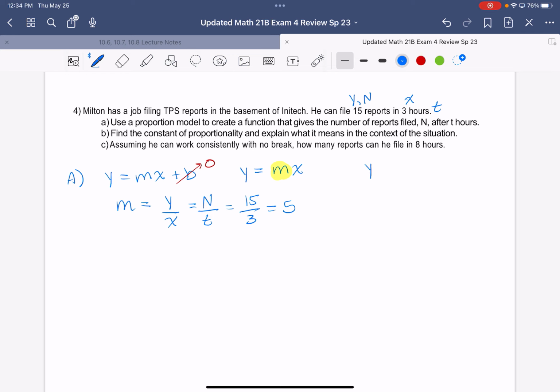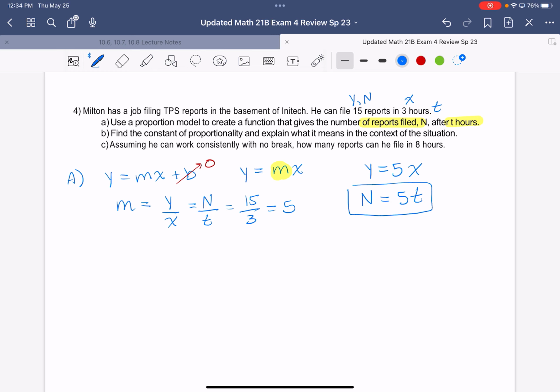So we have y equals 5x, but it does specifically want us to use n for the reports filed and then t for the hours. So just replace it accordingly. N, the number of reports filed, equals 5 times the time. And that is it for part A. So this here is the final answer for part A.